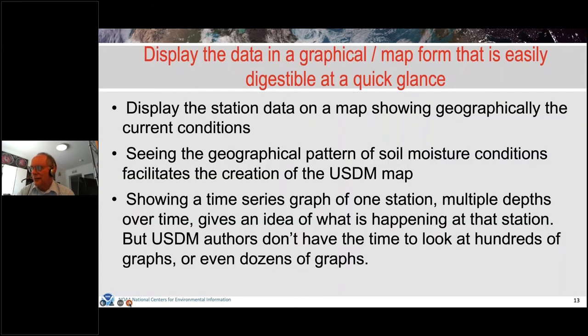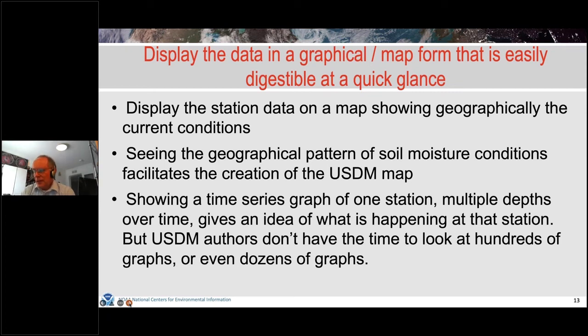Okay, display the data in a graphical map form that is easily digestible at a quick glance. Basically, we want to see what the soil moisture anomalies are geographically, and these are, of course, the current conditions. Seeing the geographical pattern of soil moisture conditions facilitates the creation of the US Drought Monitor map. Remember, we don't have much time, and we really want to look quickly at the map and then make some determination of how we should draw that D-X line on the US Drought Monitor map.